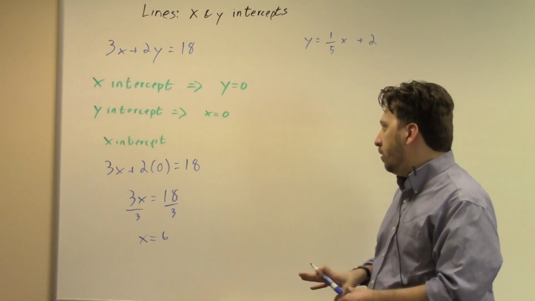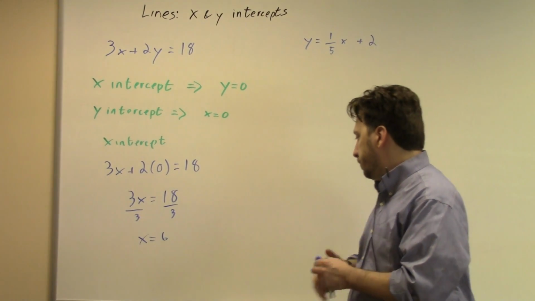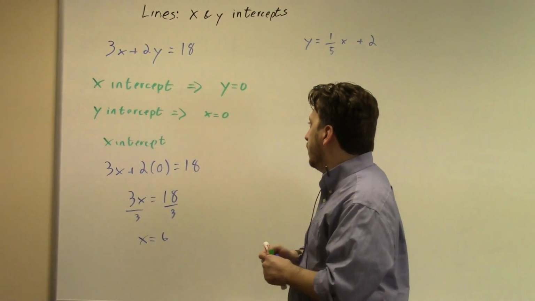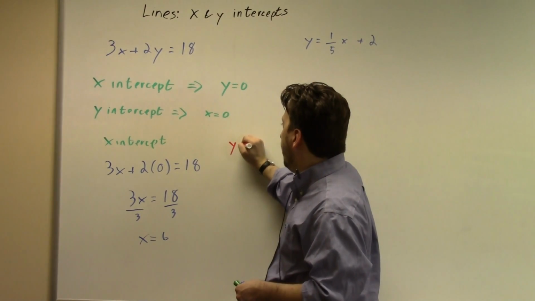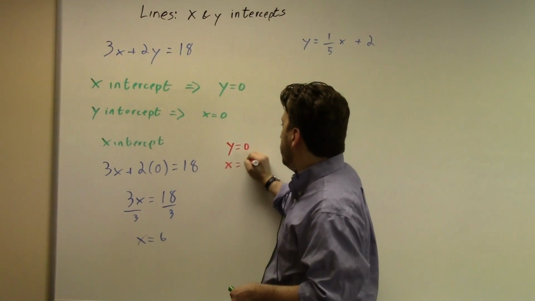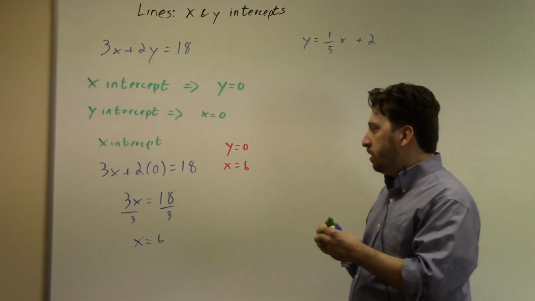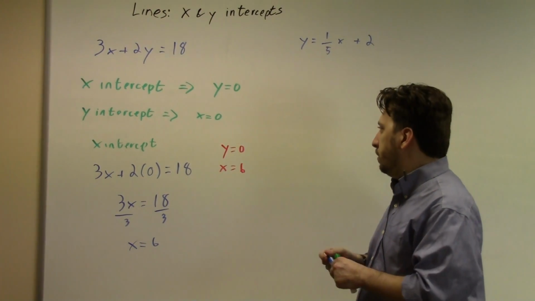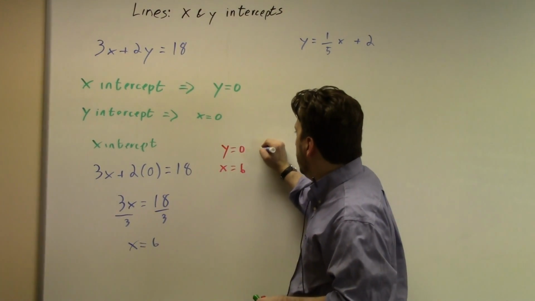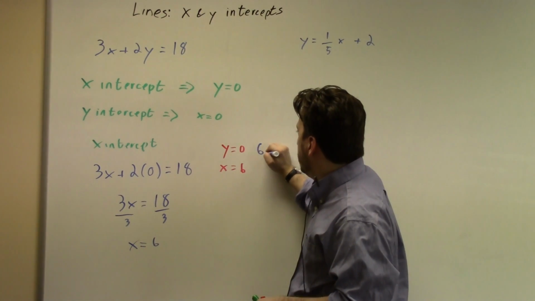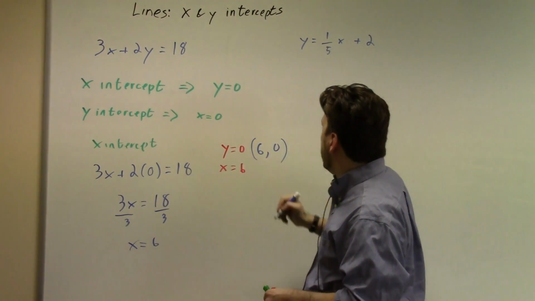And when we write down our coordinate point for this, you want to remember here, for the x-intercept, our y value was 0, and our x value is going to be 6. So our answer is going to be the coordinate point 6, 0.